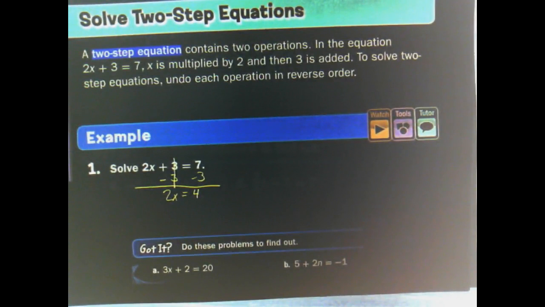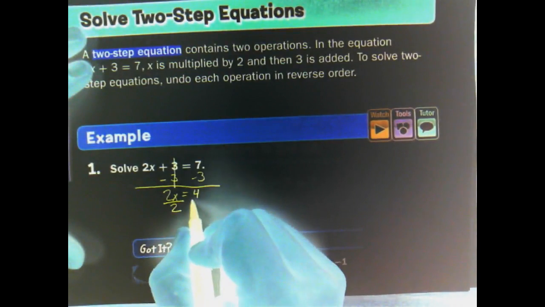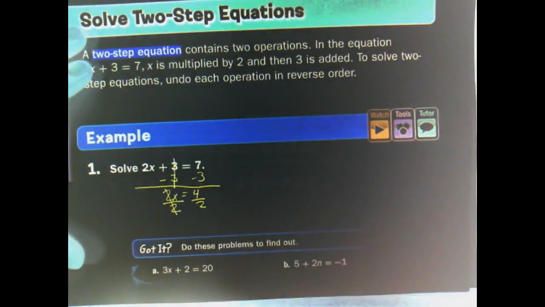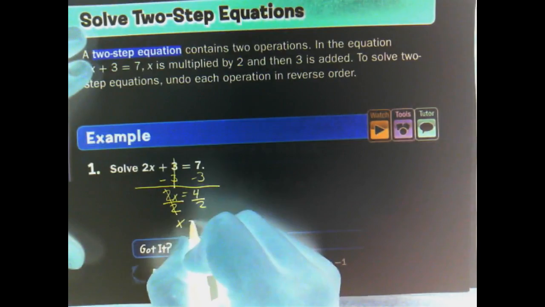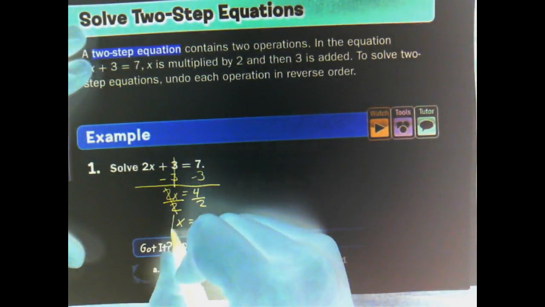I need to take another step further to solve because x is not by itself. So now I have 2 times x is equal to 4. The inverse operation of multiplication is division. So I will divide both sides by 2. 2 over 2 is 1. So this is x is equal to 4 divided by 2, which is 2.